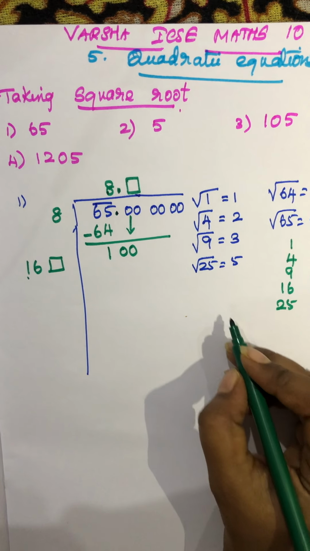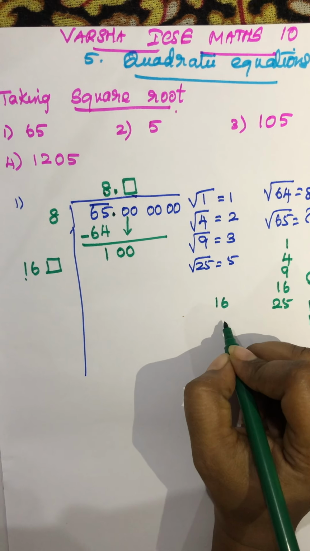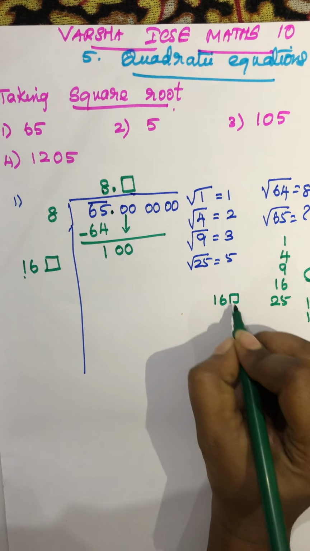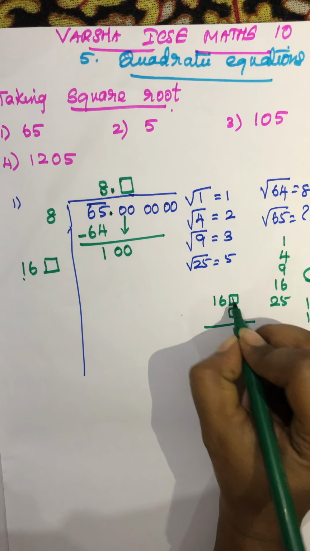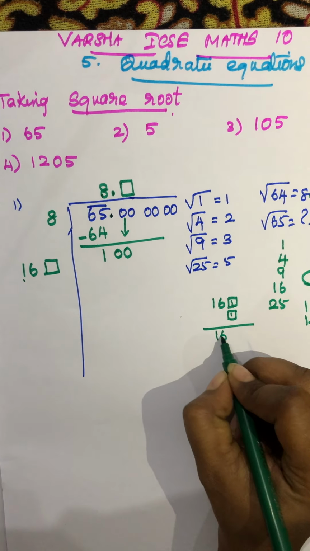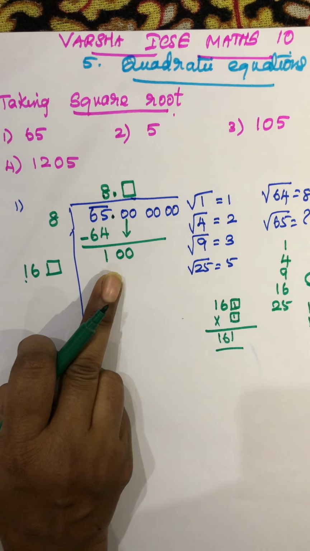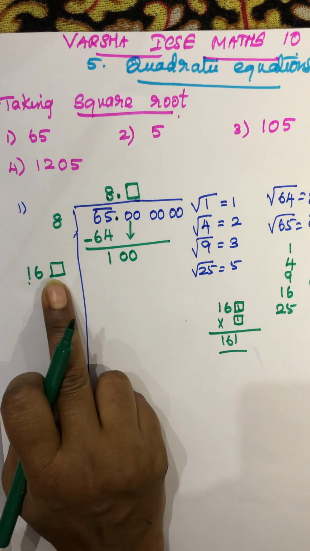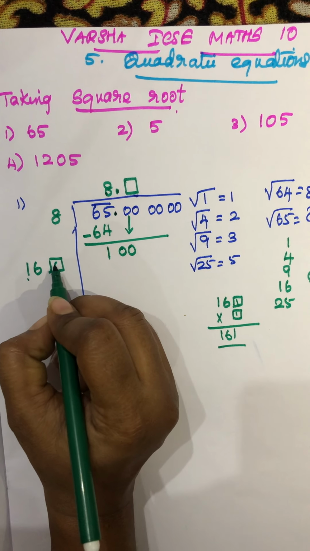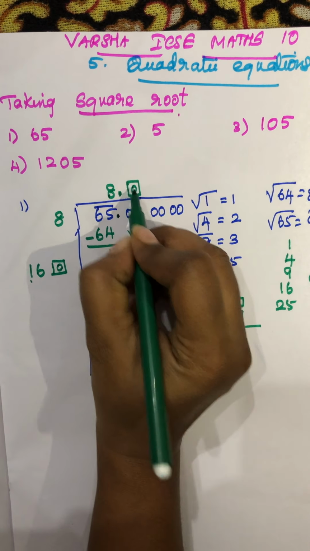How will you give it? This is 160, the box next to the box. If I give 1 and multiply, you get 161, which is more than 100. So you should not take 1 in the box. You have to give 0, and here also 0.